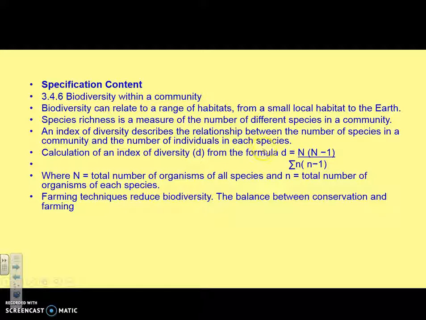Hi folks, here's a quick video about biodiversity and a way you can quantify it. So we're going to be learning about this equation here, which is called Simpson's Index of Diversity. You should by now be familiar with the concept of what biodiversity is and how it could potentially be measured, how you might be able to compare it.